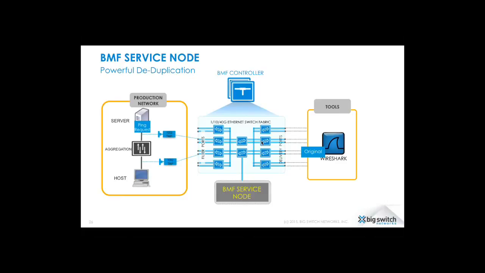So once you insert your BMF service node, attach it to the policy of the one you created, traffic will be deduplicated, and we are going to remove the extra copies of this packet, and then we'll send the traffic to Wireshark. So I will do a ping without the service node, and then we'll see what we are going to receive on the Wireshark. Then I will add the service node and do another ping.